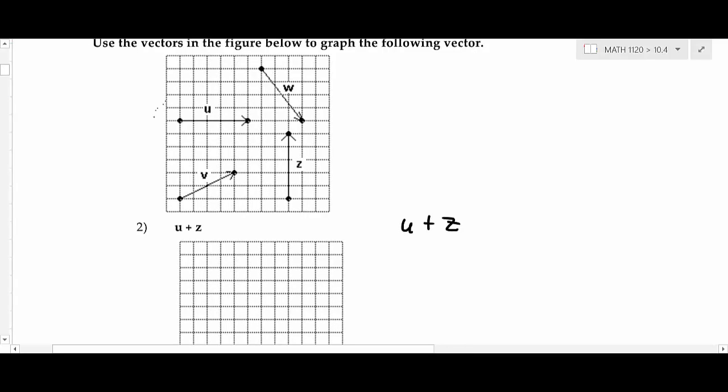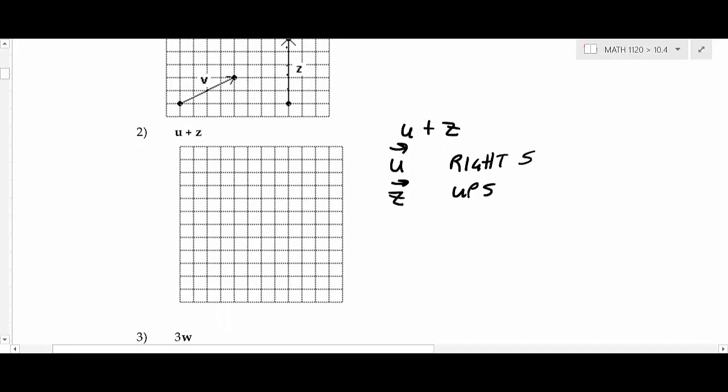Okay, what I want you to do is we're going to do u plus z on this blank graph right here. And vector u, I'm going to write a note to myself to help you do this. Vector u is just going to the right 5. That'll help me draw that vector out. If you look at vector z, that vector is just going up 1, 2, 3, 4, 5 units. So we're going to draw out that vector.